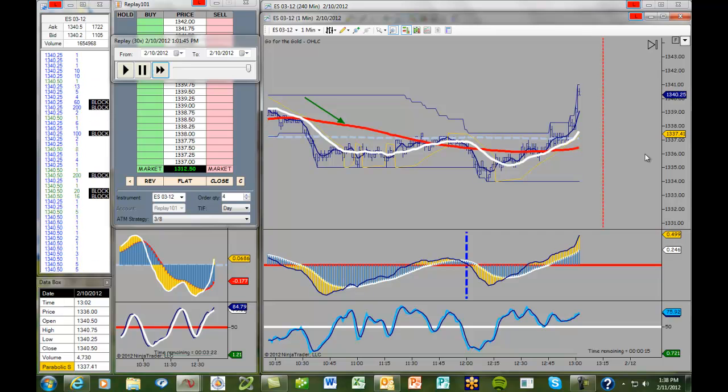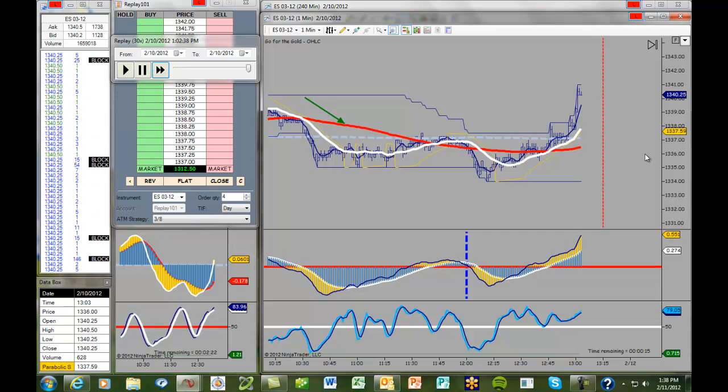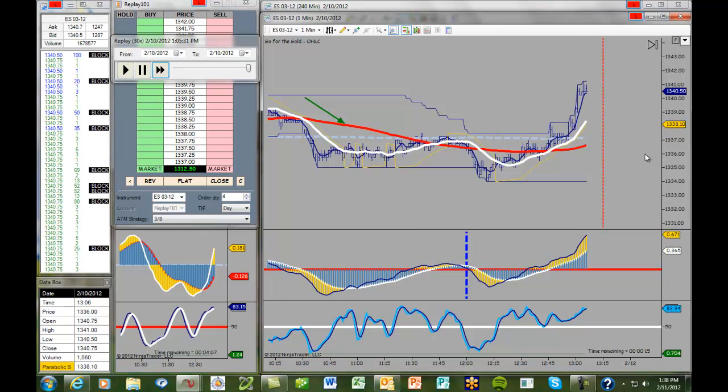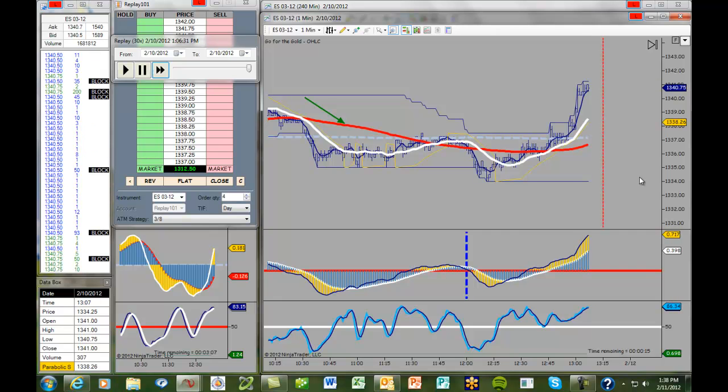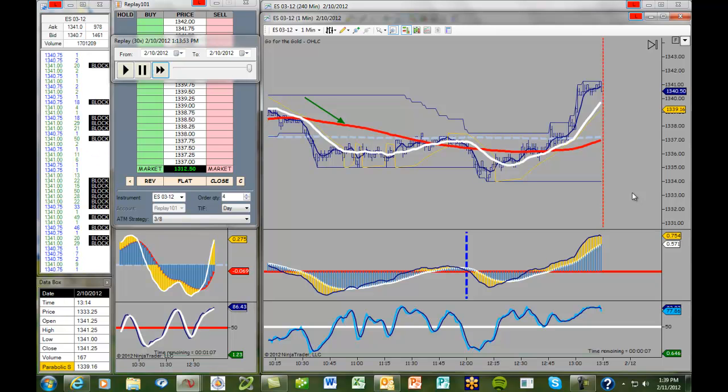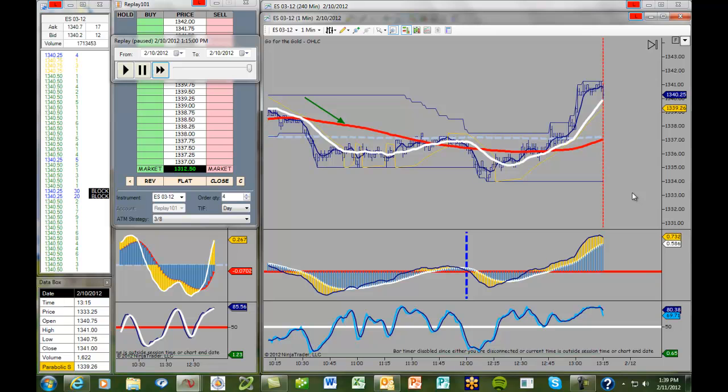Okay. $1,312.50 using 4 contracts, and it's now after 1 p.m. and the market closes at 1:15, so I would say that we are done for the day. Boom, and there you have it.